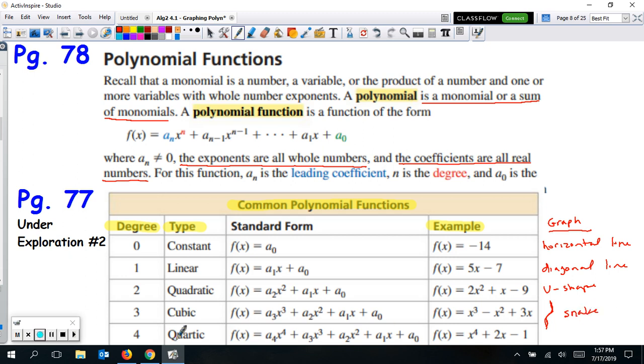And then the quartic one, this one is actually very similar to the quadratic. It is a U shape, but it's a little more flat of a U down here. So it's a little more flat at the bottom. So it's a U shape as well, but a little more flat. So it's that kind of shape. So it has the same characteristics. We're going to see that in a minute. All right, let's move on.